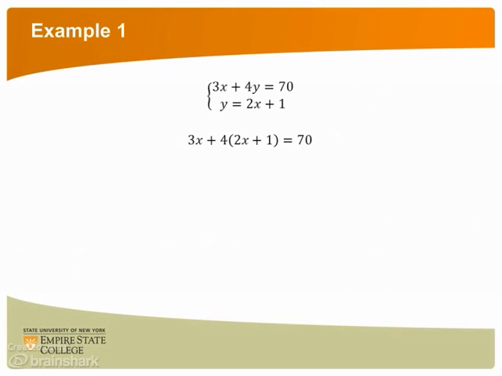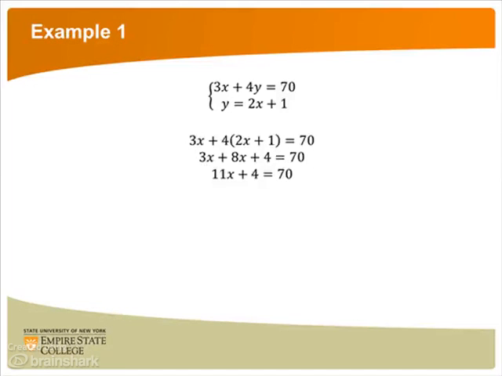Now we have 3x plus 4 times the quantity 2x plus 1 equals 70. By doing this substitution, we now have an equation completely in terms of one variable. We know how to solve one variable equations, so let's do that. We have to distribute through the parentheses. This leaves us with 3x plus 8x plus 4 equals 70. Combining the like terms, we have 11x plus 4 equals 70.